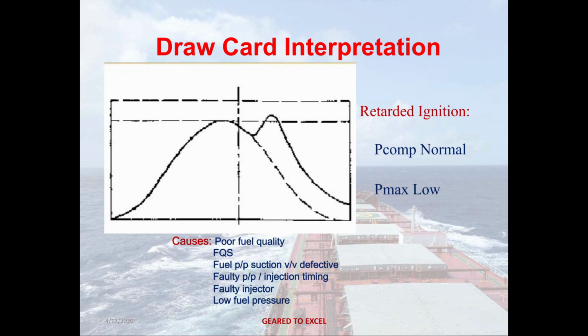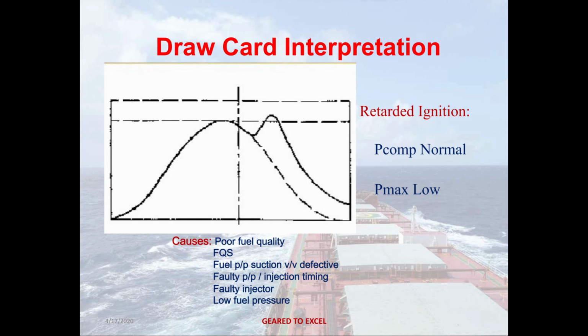here it is retarded ignition. You can see on the card here the PCOM is normal, but Pmax is lower than the normal value. And the causes can be poor fuel quality, FQS setting, fuel pump suction valve defective, faulty pump or injection timing, faulty injector, low fuel pressure.